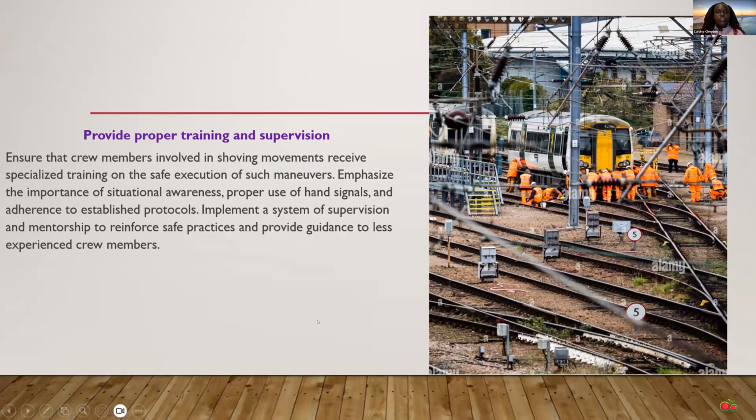The last suggestion is to reduce the accidents that are caused by shoving movement. I suggest that they provide proper training and supervision, and ensure that the crew members involved in shoving movement receive specialized training in the safe execution of such maneuvers. Emphasize the importance of situational awareness, proper use of hand signals, and adherence to established protocols.